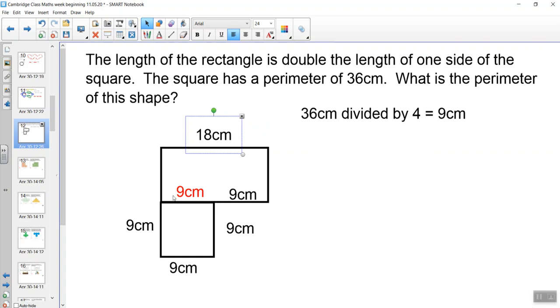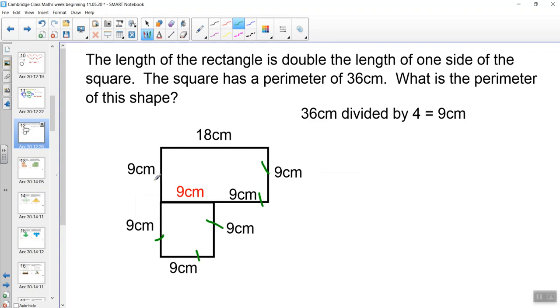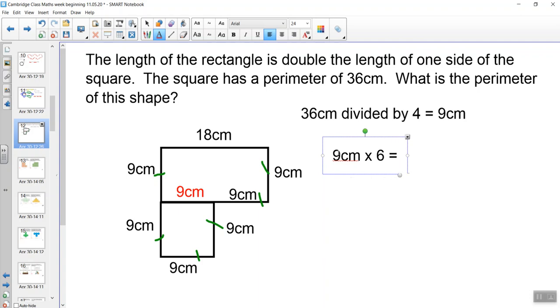Okay. Now, looking here, I can see that these are double as well. So on this side, I'm going to have some more nines. Okay. So let's see. How many nines have I got? A length on each? Have I got a value on each of the sides I have? Let's count them up. Are we ready? 1, 2, 3, 4, 5, 6. So that means I've got 9 centimetres times 6, which equals 54 centimetres.